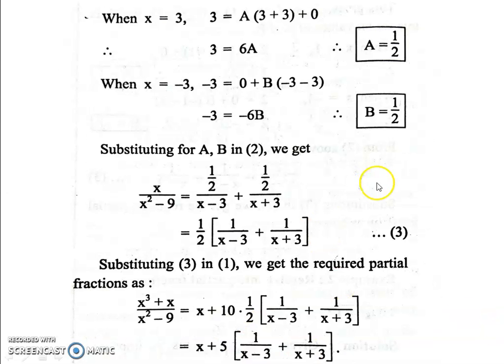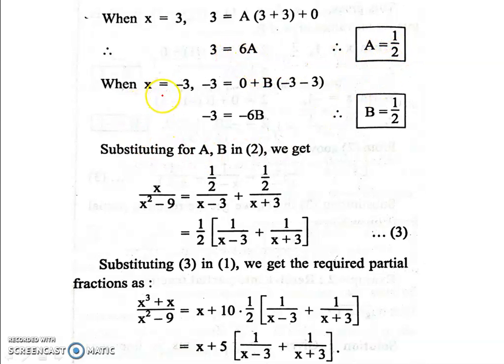So we have to put the first element, what is it? Yes, right. Put x minus 3 is equal to 0, means x is equal to 3. So x is equal to 3. So 3 is equal to A, 3 plus 3. Minus 3 plus 3 minus 3 plus 3 is 0. 0 into anything is 0. So 3 is equal to 6A. So 6 goes this side. So 1 upon 2 is the answer.